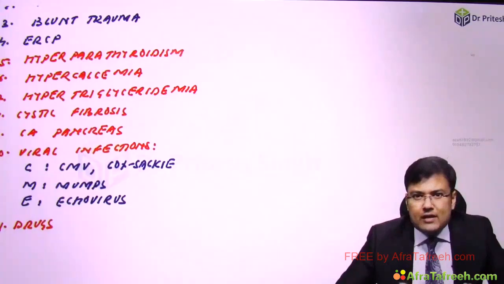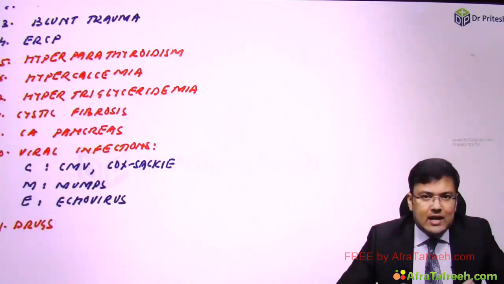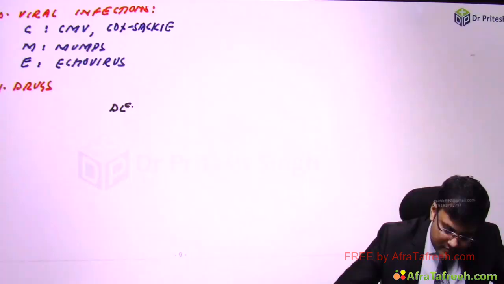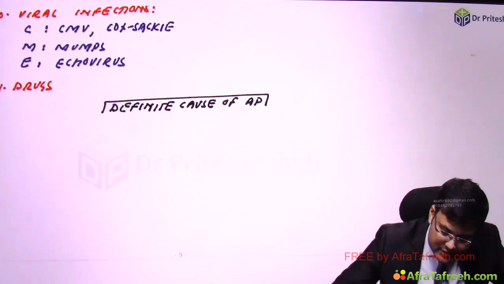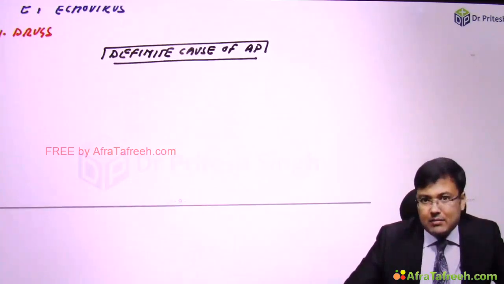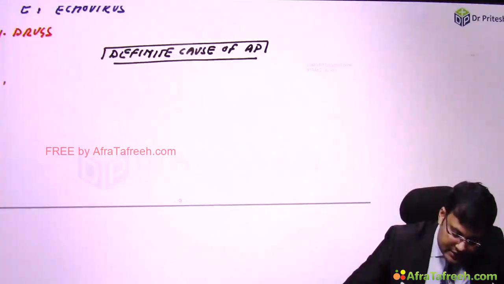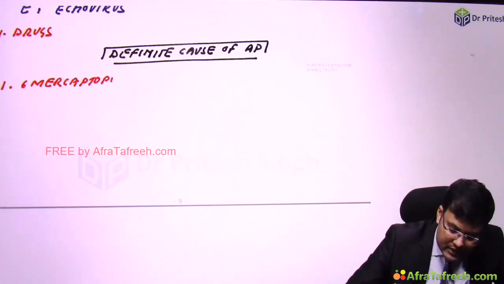Drugs, there are two kinds of drugs: drugs which are definite cause and drugs which are probable cause. So see first the definite cause of acute pancreatitis. Drugs which are definite cause of acute pancreatitis. This is very, very important, frequently asked in exam, both in medicine, surgery, and it's also asked in pharma. So first, 6 mercaptopurine. Second, azathioprine.